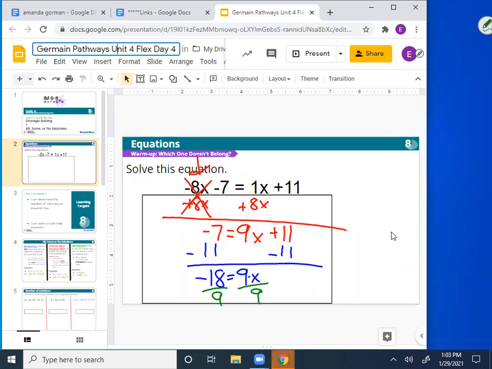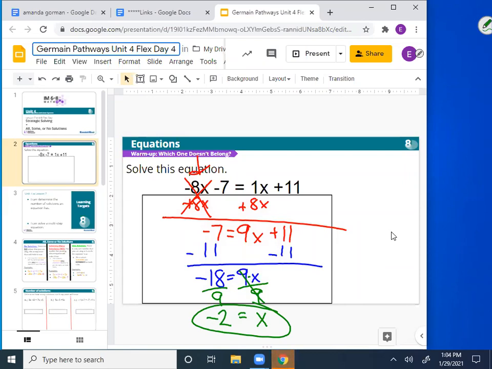So then, Carter, what am I going to get when I divide negative 18 divided by 9? Nice job, Bridget. You get 2. What kind of 2? 2x. So x is equal to what kind of 2? Negative 18 divided by 9. Negative 2. A negative 2. Very good. Very, very, very good. Fantastic.